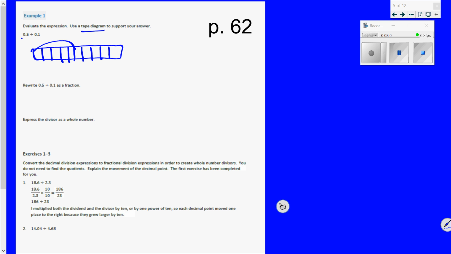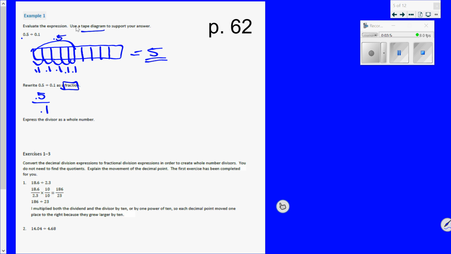So if I have 5 of those tenths, and I'm dividing it into 1/10 sections, how many of them do I end up with? 5. So again, our model is showing if I do 5/10 divided by 1/10, I should get 5. So if we're going to write this now as a fraction, which comes in the numerator, the first number or the second number? First. My first one is my numerator. The second number is my denominator.